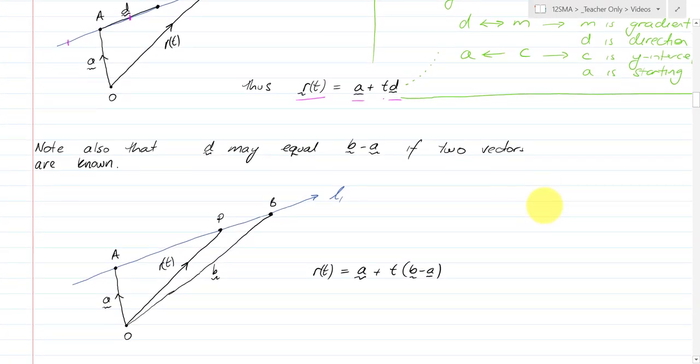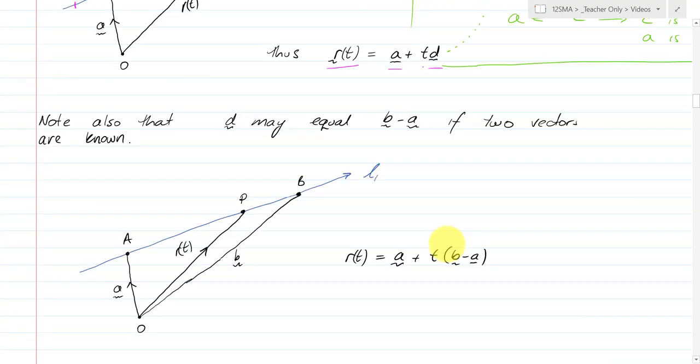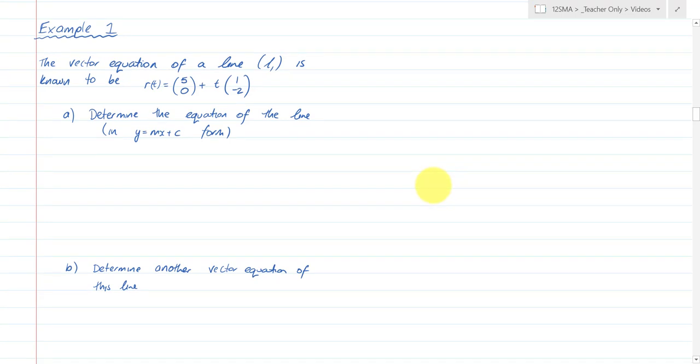It's important to note here that d can also sometimes just be b minus a, the difference between 2 points on the line. And that b minus a vector is, of course, a vector that's parallel to L1. So it can be b minus a, but to be honest, in most cases it's represented as d in the general sense. So you'll see that come up a lot. So let's carry on and have a look at a couple of examples. We've just got 3 to look at now.